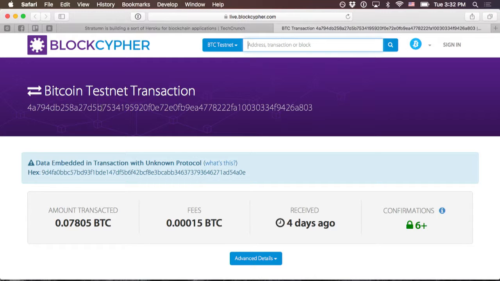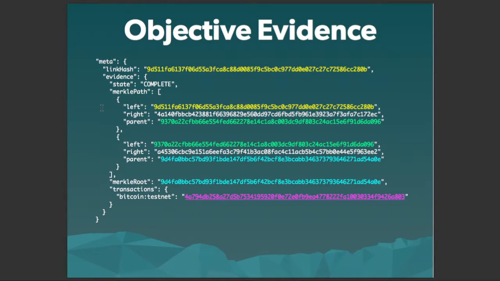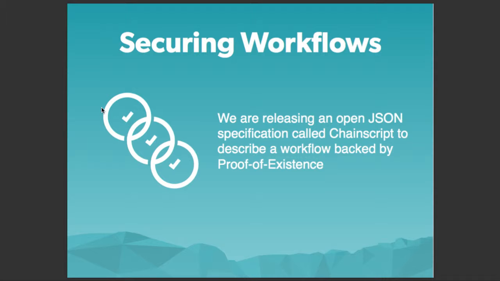So with those three pieces of information, which are the original data set with its hash, the Merkle path, and the Bitcoin transaction, we can prove the existence of data and time. And so our engine is able to produce this objective proof for any amount of data. And the next step above that is we secure workflows using that engine and something called ChainScript.